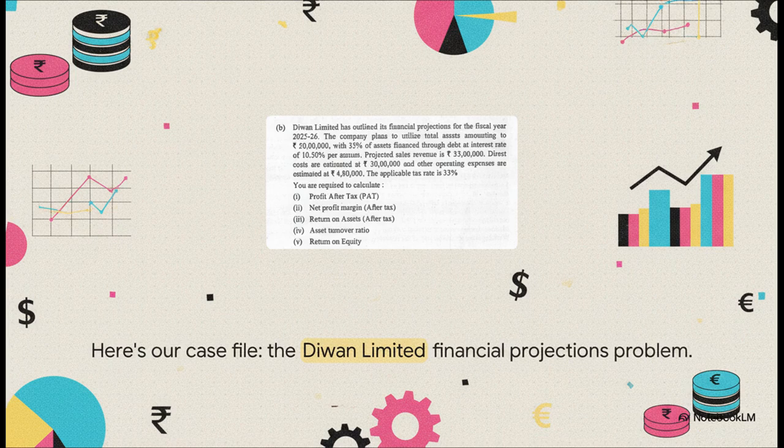So, what are we working with? Well, the problem gives us all the clues we need. We've got total assets of 50 lakh rupees, we know the debt details, projected sales are 55 lakh, and we have the costs and the tax rate. Our job is to take these pieces and build a complete financial picture.